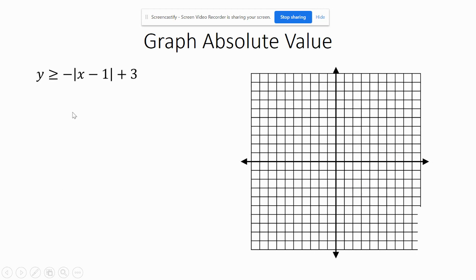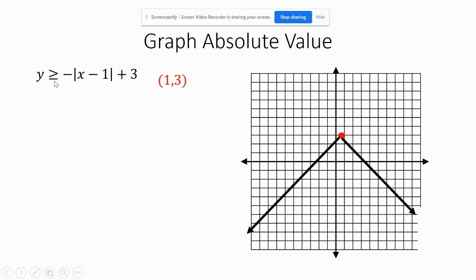Here I have one. The first thing I still want to find is the vertex. Well, this is an inside liar. It's at 1, 3. But I also have this absolute value here. Notice this negative in front. So instead of going up 1 over 1, it's going to go down 1 over 1. It shifted from going up to going down.